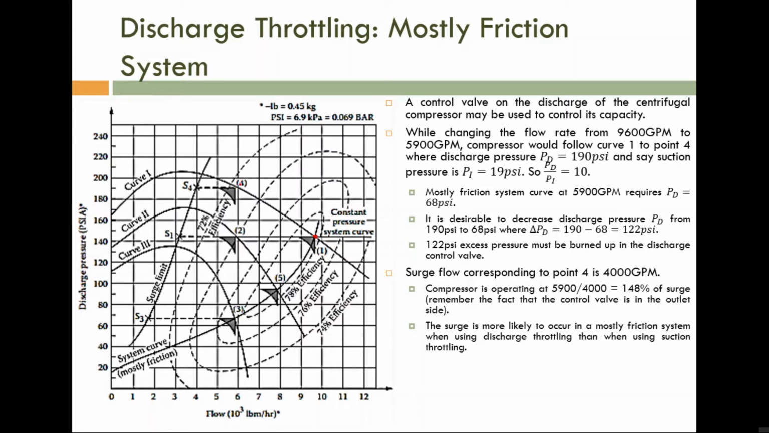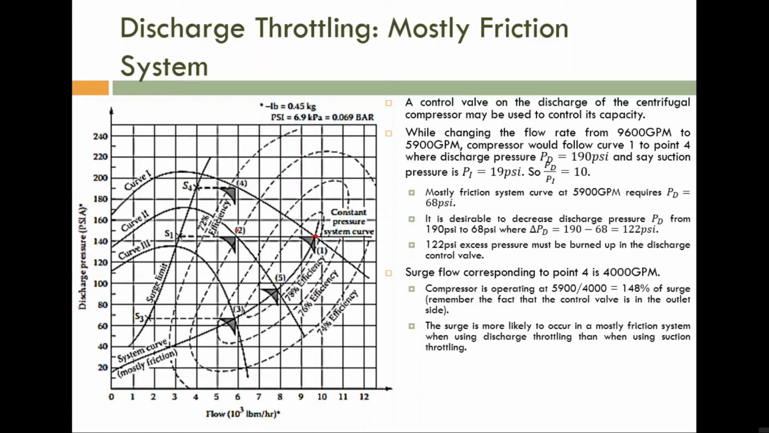Here what we have to do depends upon what system we are using this compressor for. If it is a constant pressure system, then we need to maintain 144 psi. So since the pressure is increased to 190, we have to remove that extra pressure, that is 190 minus 144, which means we need to remove around 46 psi from the discharge line. But we are not throttling the discharge line, we are throttling the suction line.